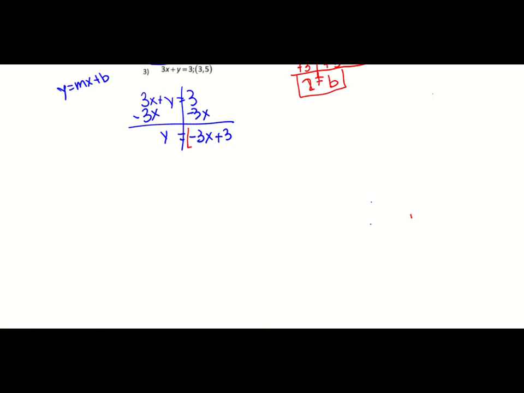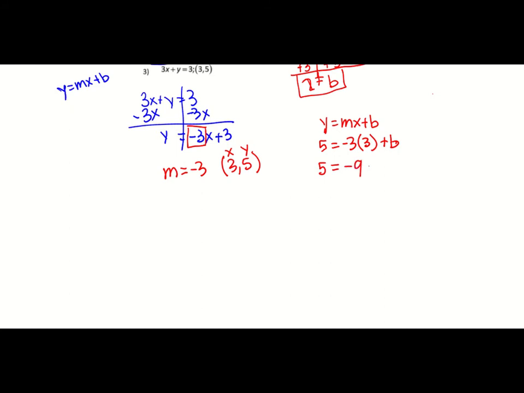Now I can pull out my slope. My slope is negative 3. I want it to stay the same, so it's going to stay negative 3. And my point is (3, 5). So I have my x and my y. I'm going to go ahead and plug in all of the information I have. y is equal to 5, m is equal to negative 3, x is equal to 3, and I'm trying to figure out b.